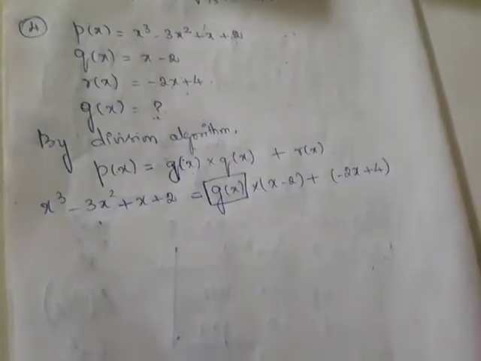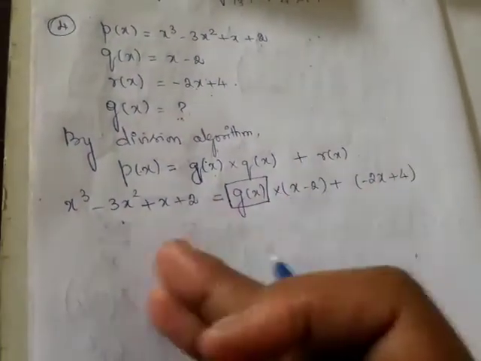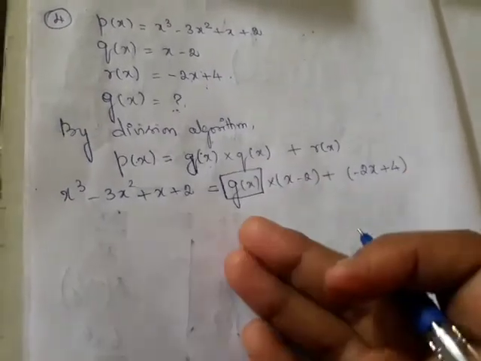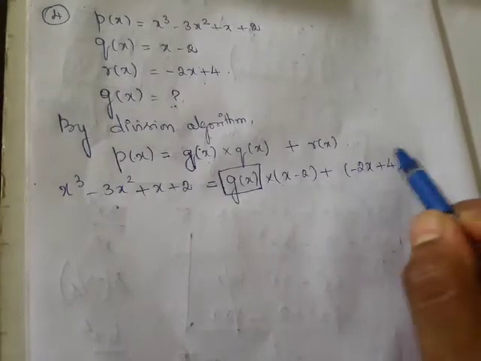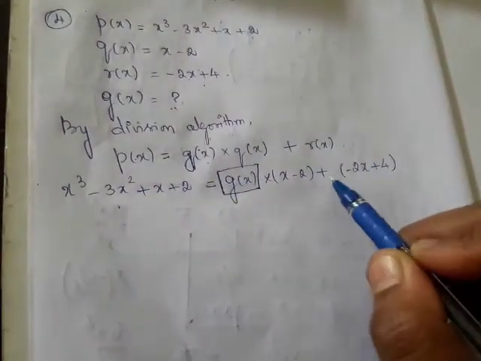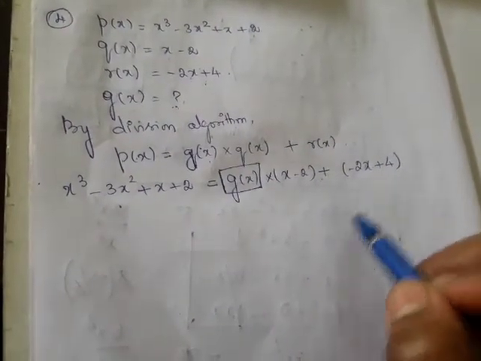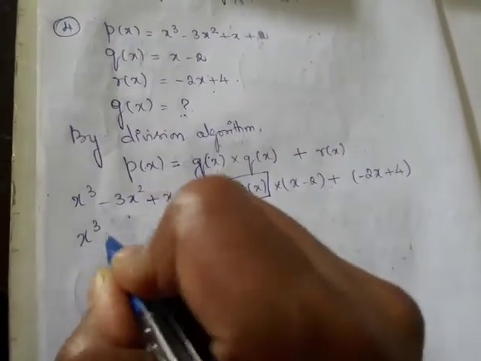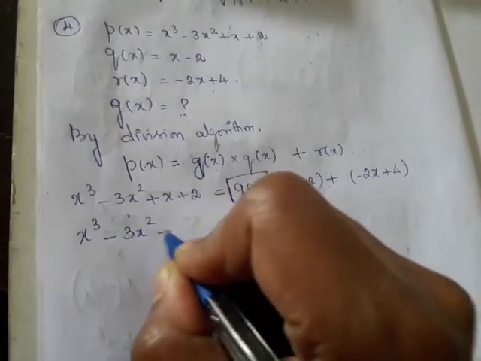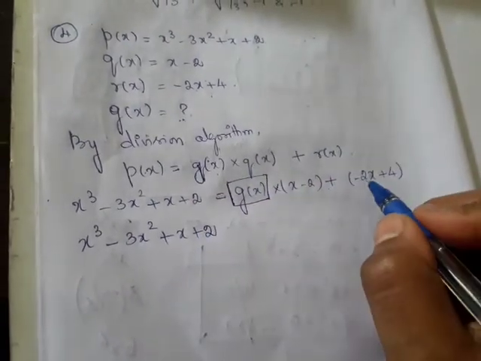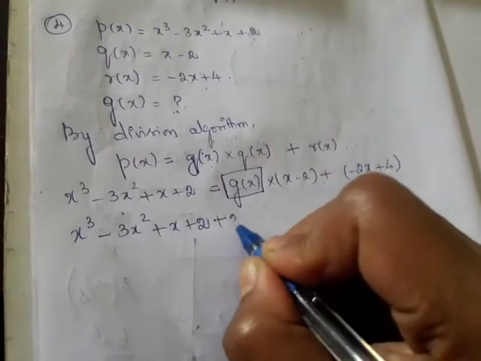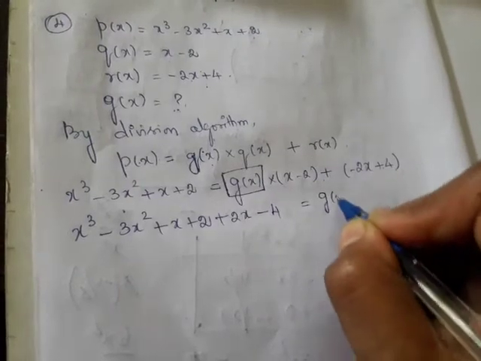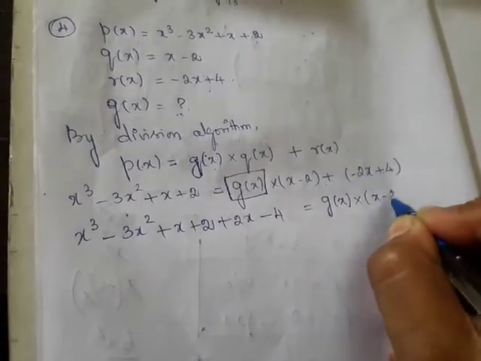As we do some linear exchange of values with the numbers when we solve a linear equation, the same way you try to solve this. So first bring this polynomial to the other side. This is under addition operation, so if you bring this polynomial to the other side, it will become subtraction. So x cube minus 3x square plus x plus 2. This minus 2x, if I bring it to the other side, it will become plus 2x. Plus 4, if I bring it to the other side, it will become minus 4, which equals g of x into x minus 2.